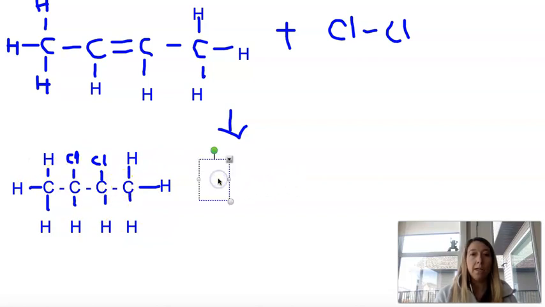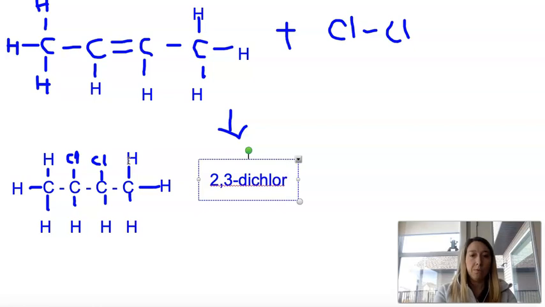So naming wise, it's still going to be a bute, but now it's going to be an ane. It's going to be butane because everything is a single bond. In our prefix, we need to indicate that we have these two chlorines. So because there's two of them, we're going to call it a dichloro. We need some numbers to show where they are. They're at carbon number 2 and carbon number 3. So it's going to be a 2,3-dichlorobutane.